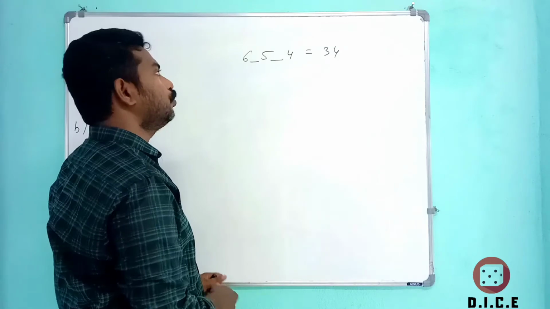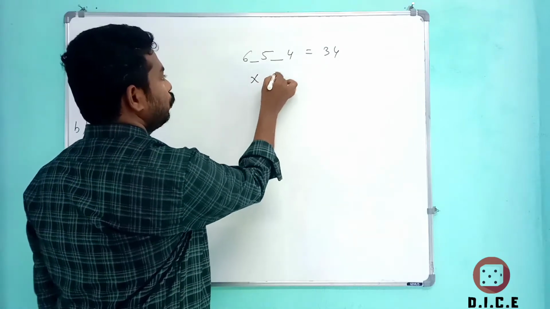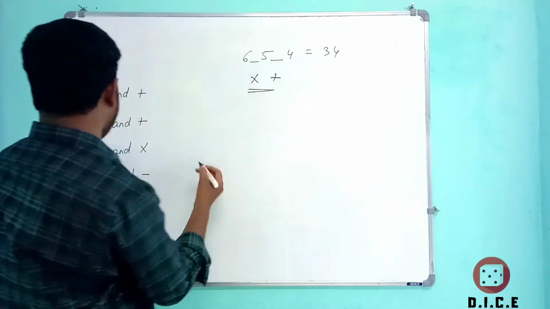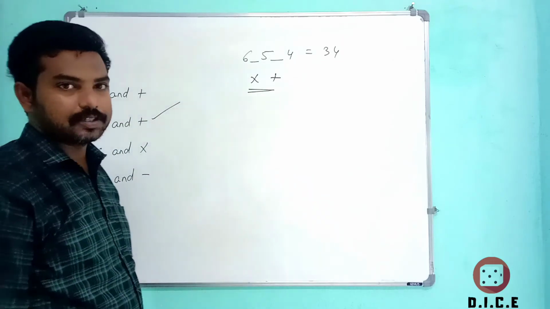There is nothing but into 5 plus 30. That is into plus 4. So what is the option into and plus here? So option B is your answer.